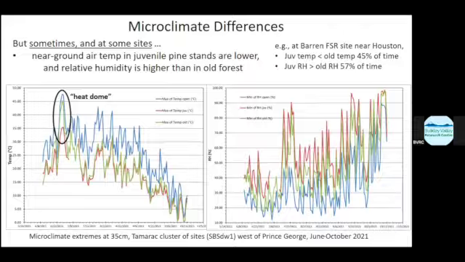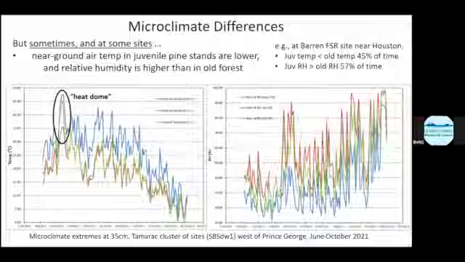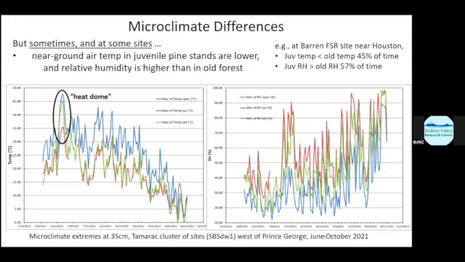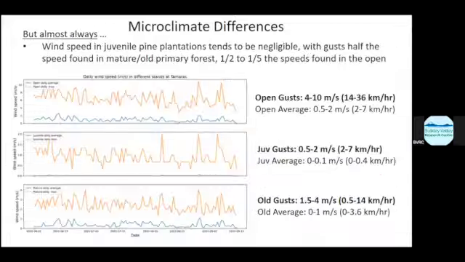Similarly, some of the humidities on the right stayed higher for much of the summer in those juvenile pine stands than you did in either the old growth or the open. Okay, so those are the extremes, the minimum RH, the maximum temperature. So as any wildfire behavior specialist will tell you, often when dealing with wildfire, fire weather prediction, it's the extremes that you're trying to understand rather than what the averages are. And that's especially true when it comes to wind.